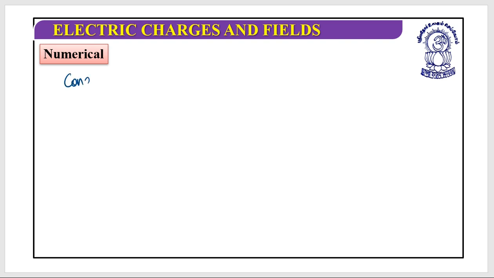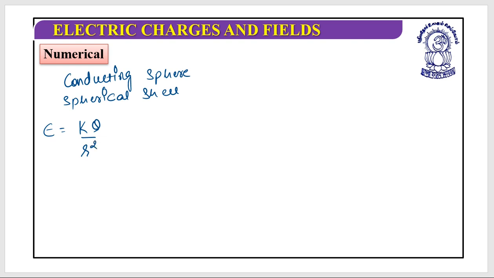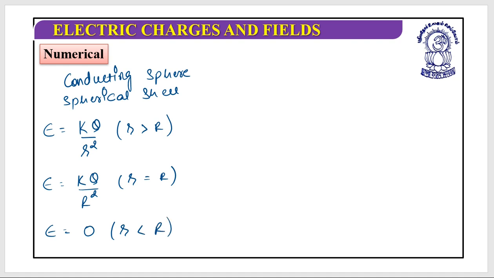That one is the conducting sphere, or you can say spherical shell. Both have the same results. Electric field would be equal to kq by r square when r is greater than R. Electric field will be equal to kq by r square when r equals R. And electric field will be equal to 0 when r is less than R. So inside the spherical shell or conducting sphere, the electric field will be 0.